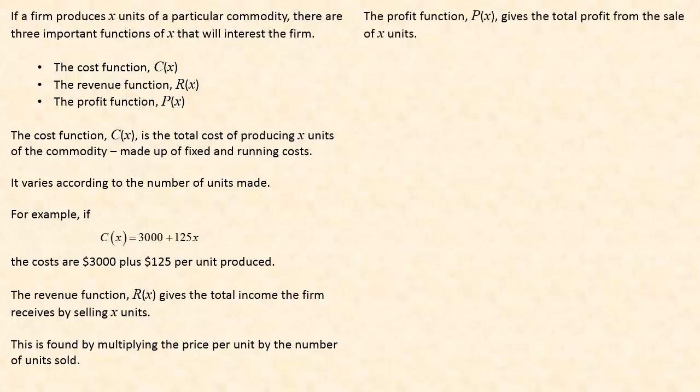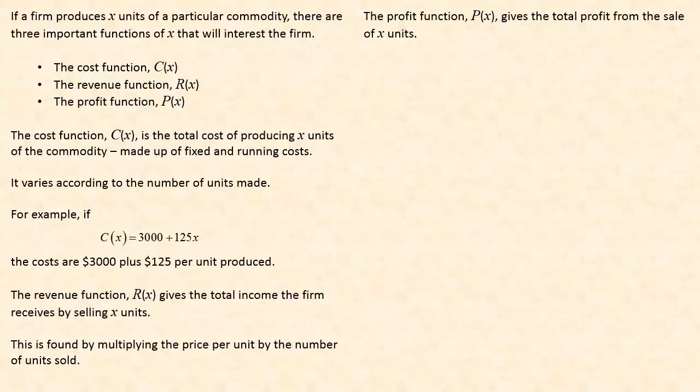The profit function, P of X, gives the total profit from the sale of X units. Now note here we've both got to produce and sell X units, and it has to be X units for the profit function. We can't produce 200 units and sell 150.